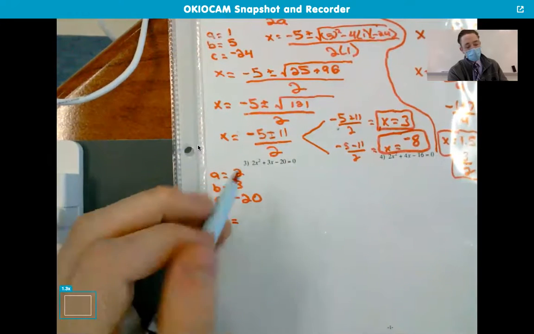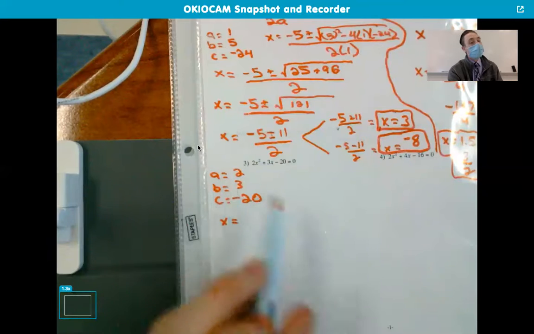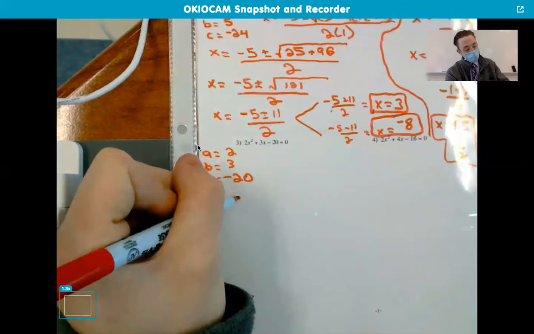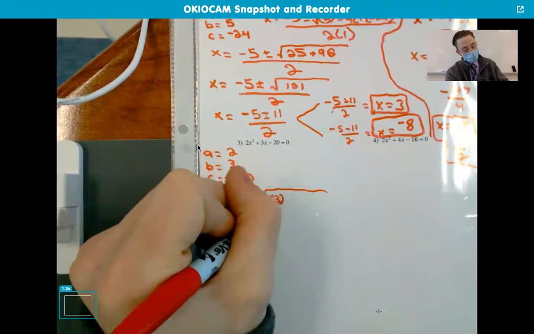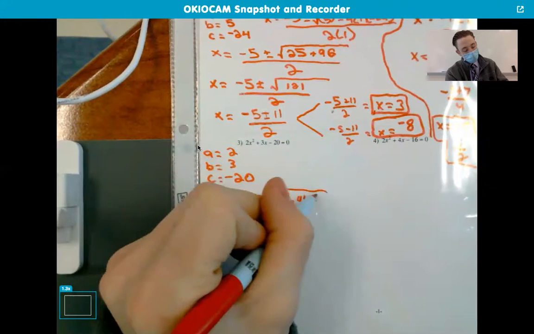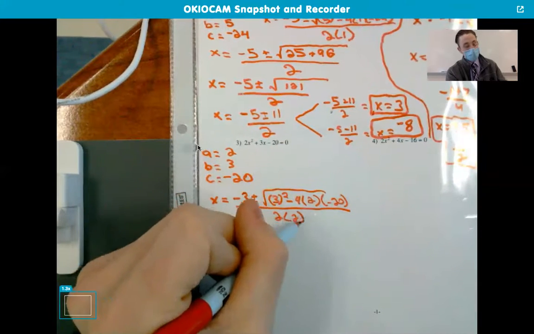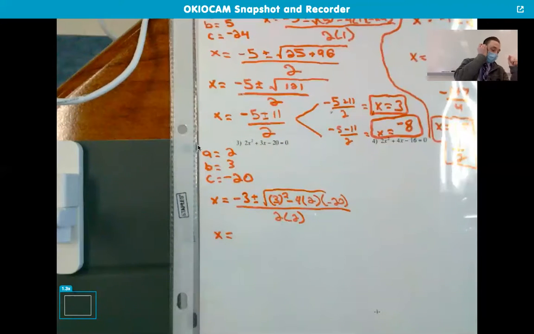Somebody from home, tell me what the next line should look like after I plug in those values. So I plug in 2, 3, and negative 20. What should my next line be? X equals -3 plus or minus the square root of 3 squared minus 4 times 2 times -20, divided by 2 times 2. Good. Nice job. So I got -3 plus or minus the square root of 3 squared minus 4 times 2 times -20, all over 2 times 2.